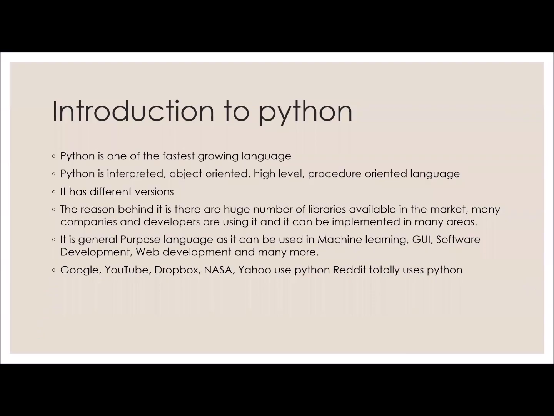Now we are discussing Python programming. Python came into the market in 1989, much earlier than Java. But now, because of the increase in data and in machine learning and deep learning applications, we are seeing the application of Python. Python is one of the fastest growing languages, and it is an interpreted, object oriented, high level and procedure oriented language. Interpreted means that when we are using Python, we have to download the interpreter.